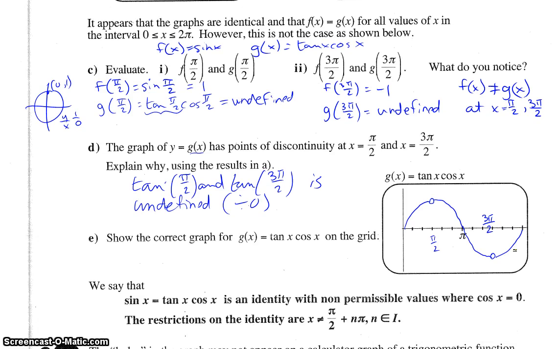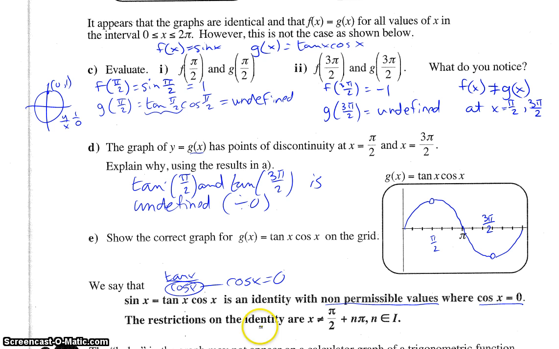In Math 20-1, we say that sine x equals tan x cos x is an identity, but with non-permissible values, where cos x, because it's tan x over cos x, oh, that was nice. That's a snowplow going by, if you heard that. Alrighty, tan x over cos x, so that means the denominator, cos x, can't equal 0. Just like before with rational expressions, you can't divide by 0, so you take a look at what's being divided by 0. Tan x over cos x, there we go, cos x can't equal 0. We're going to do more of that.